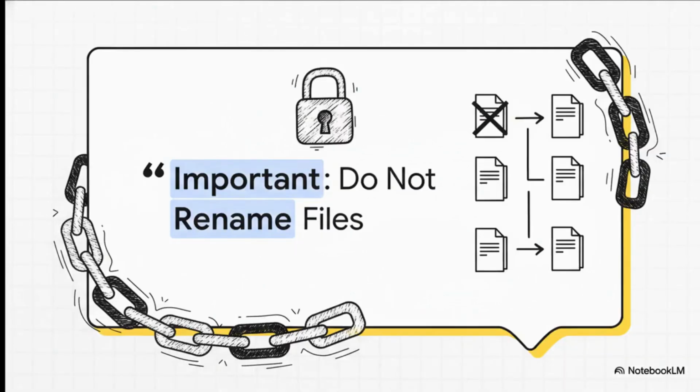Now, this is super important. You'll see the software gives each file a specific name automatically. Whatever you do, do not rename them. And here's why. Renaming them could mess up what they call the chain of custody for your proof. Keeping those original names makes sure everything is traceable and keeps the evidence totally legit.